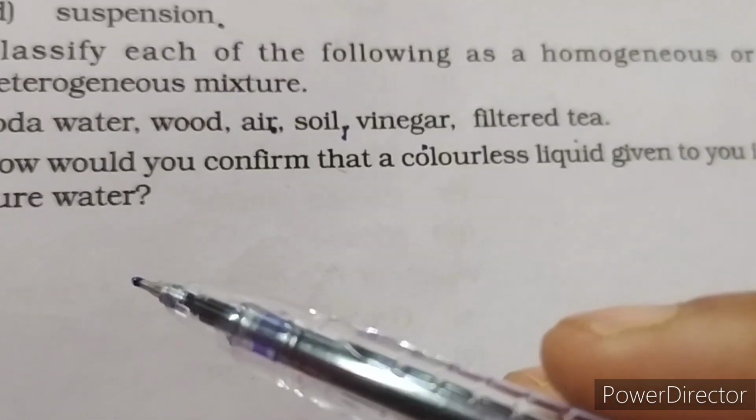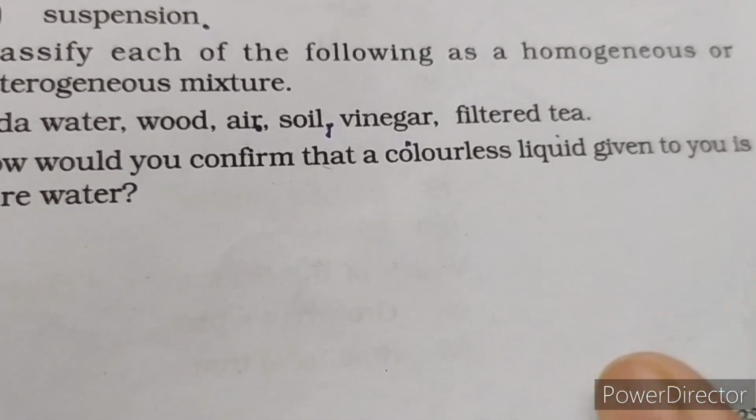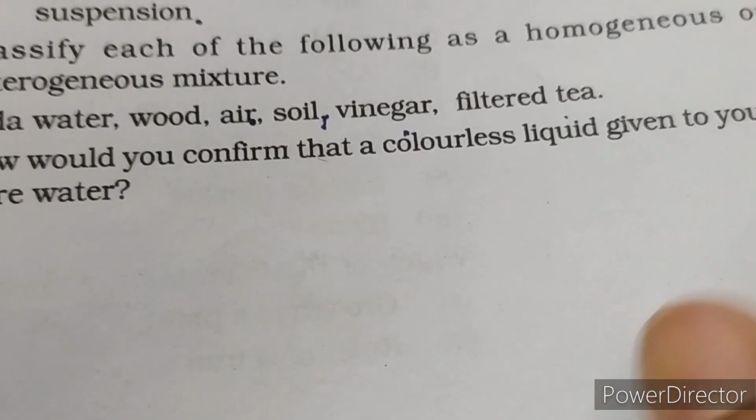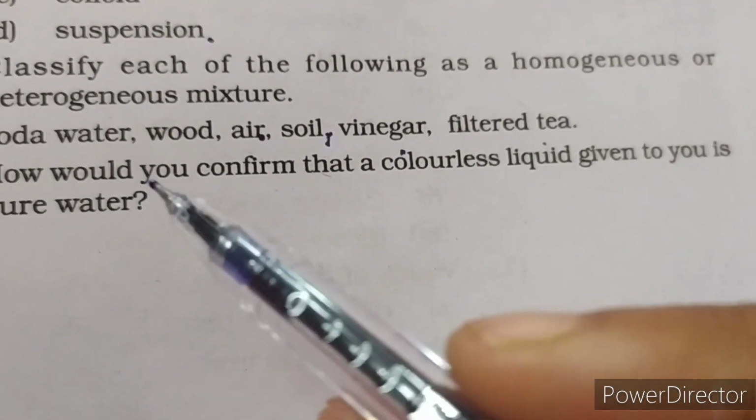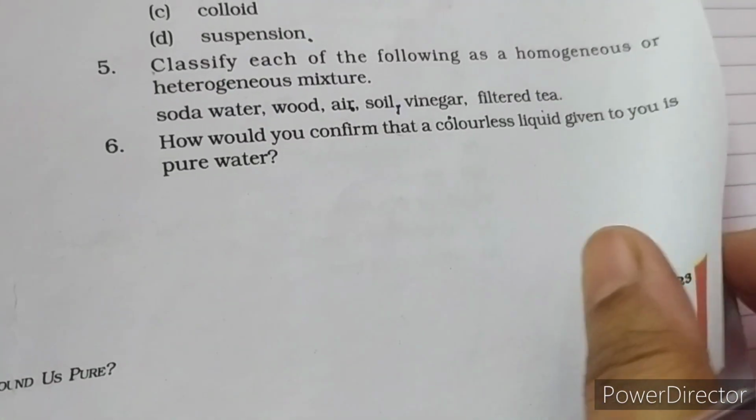How will you confirm that a colorless liquid given to you is pure water? Because pure water has a sharp melting point and a sharp boiling point, that is 100 degrees Celsius. So if water boils at 100 degrees Celsius, it is pure water, and if it boils at greater than 100 degrees Celsius, then it contains some dissolved substances and it is not pure water.